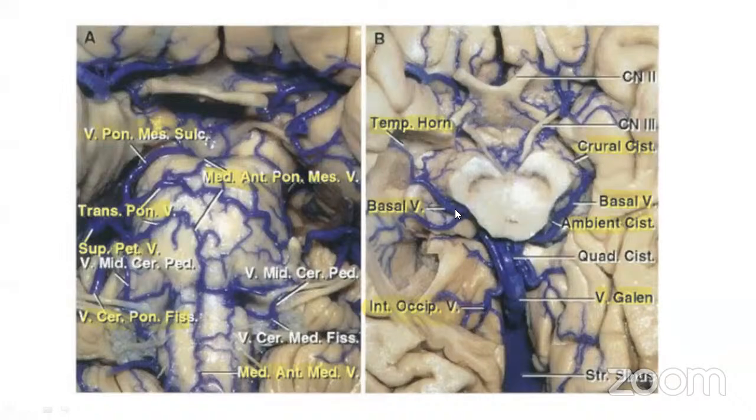On the left side, the temporal horn has been exposed to show that the basal vein also receives supply from the lateral walls of the temporal horn, and drains into the vein of Galen. The internal occipital vein has been exposed to drain into the vein of Galen.